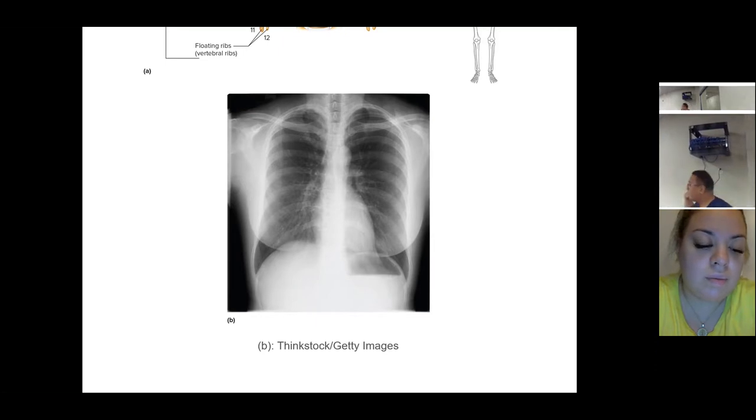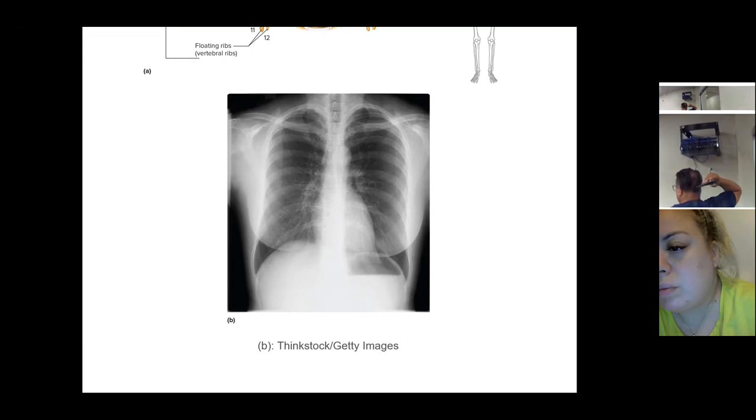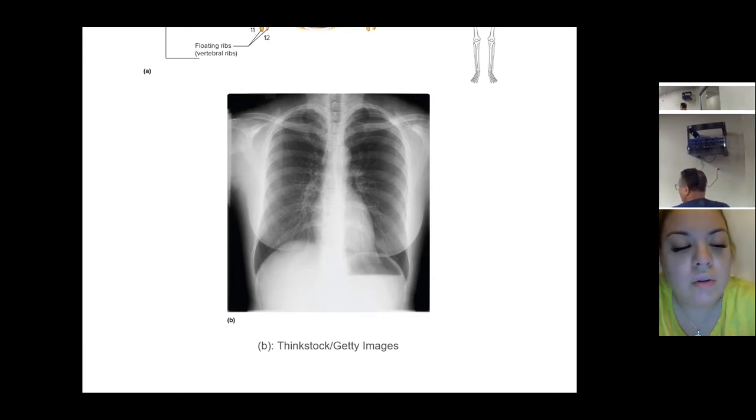Now, if I wanted to look at my vertebrae, what do I do? I stand like this, right? The x-rays are going to go where? Posterior, anterior, and then the plate.